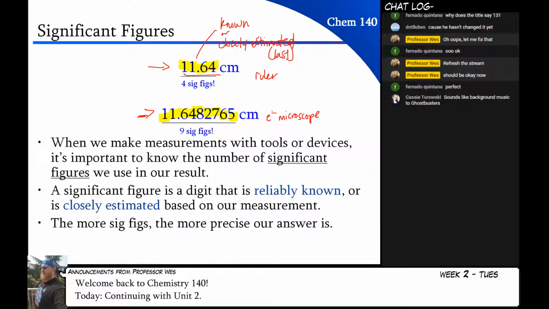One of those you can buy at the dollar store for like 20 cents. The other costs like $20 million to use, and it gets you more digits that are known. Okay? So we represent how well known a number is by the number of digits that we can write down. Note that I am saying digits and not decimal places.